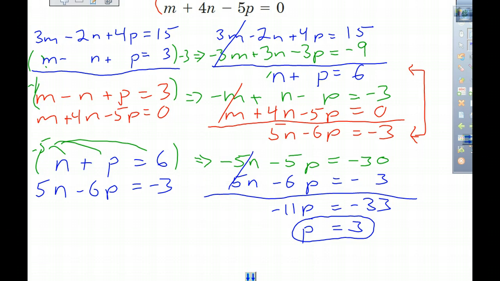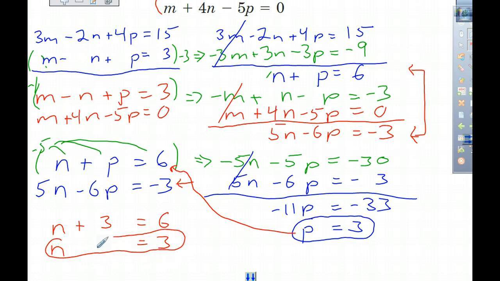Keep going, just like you did last night. What would you do once you got the first answer? You plug it into either one of these, your choice. So let's pick maybe the top one. We have n plus 3 equals 6. So n equals 3. Now we have our second. So you can see, right, all the stuff that we just did right here, that's just last night. Same exact thing. Two equations and two variables, get your two answers.